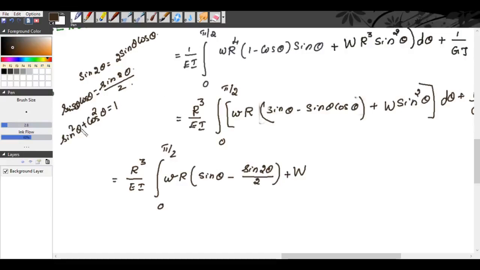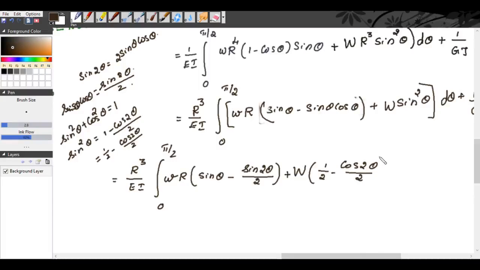We also know sin square theta plus cos square theta is equal to 1. Also, sin square theta is equal to 1 minus cos 2 theta by 2. So we can write this as 1 by 2 minus cos 2 theta by 2. So we will replace this sin square theta by 1 by 2 minus cos 2 theta by 2 into d theta.